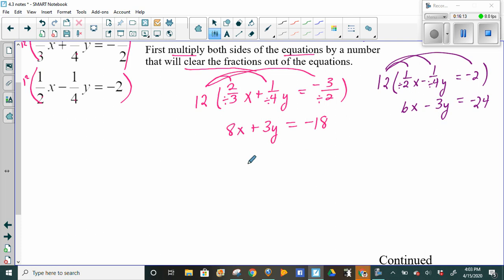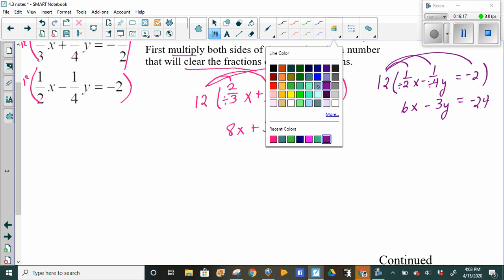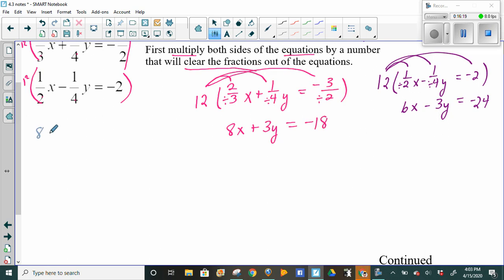So I'm going to add those two together. Let me stack them. I'm going to come over here and write them together. So now I've got 8x plus 3y equals negative 18. And then I have 6x minus 3y equals negative 24. So I took the two ugly fractions in these equations and made them whole numbers, so it's easier to work with. I can add them together now because I have a positive and a negative 3.